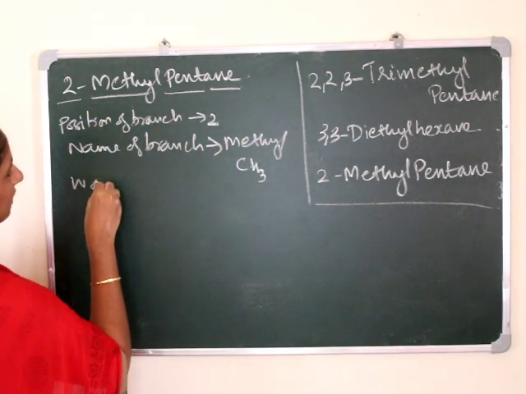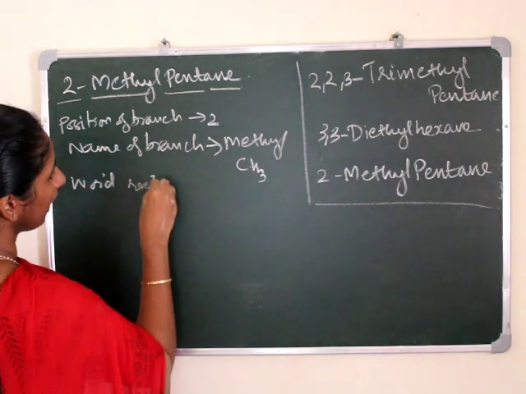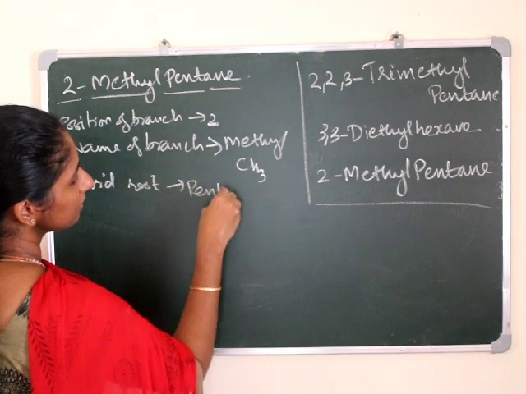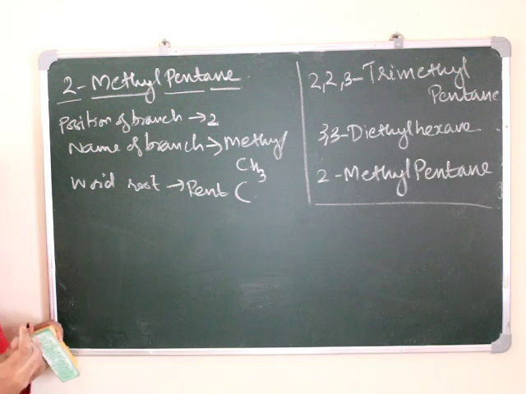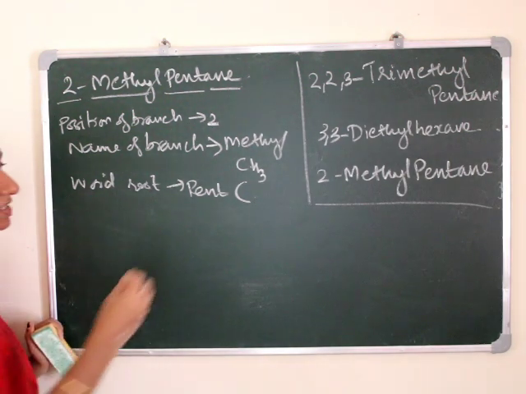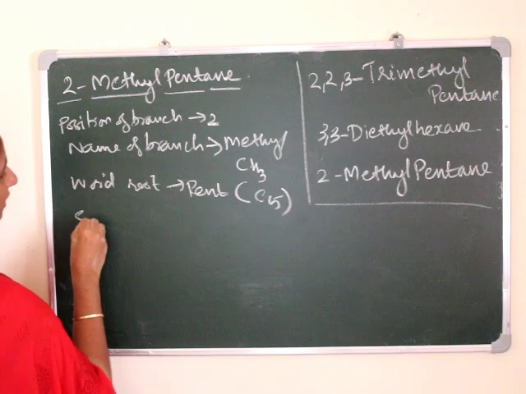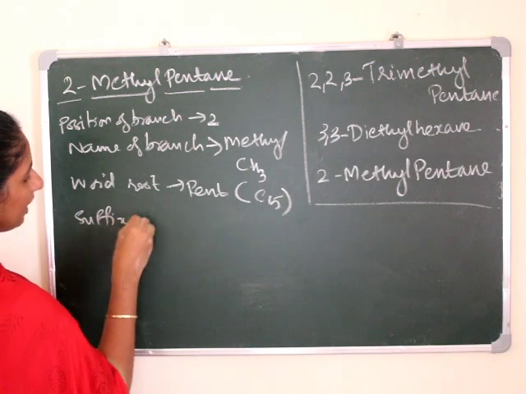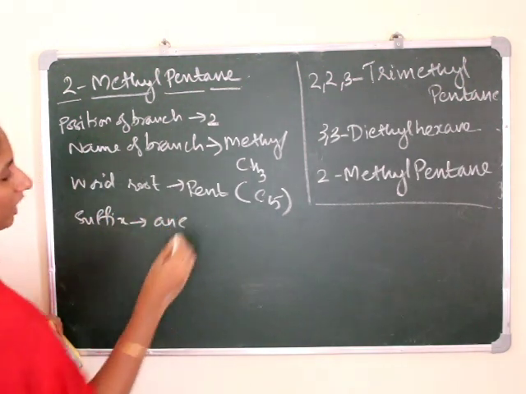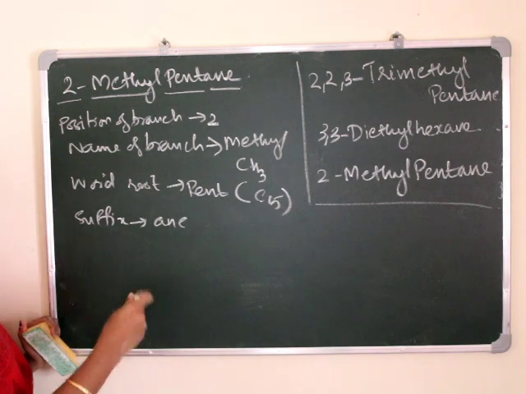And the word root is pent. Pent means how many carbon atoms? Meth, eth, prop, but, pent: C5. Five carbon atoms must be there. Then the suffix is ane, right? So how can we draw the structure?